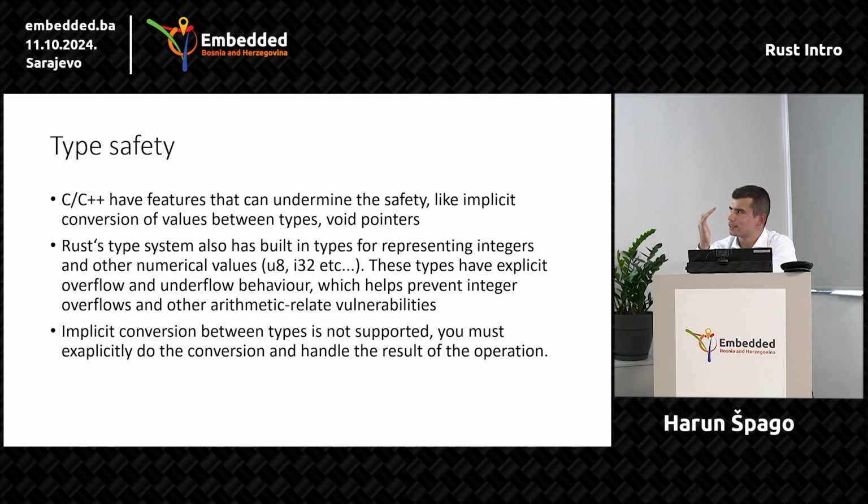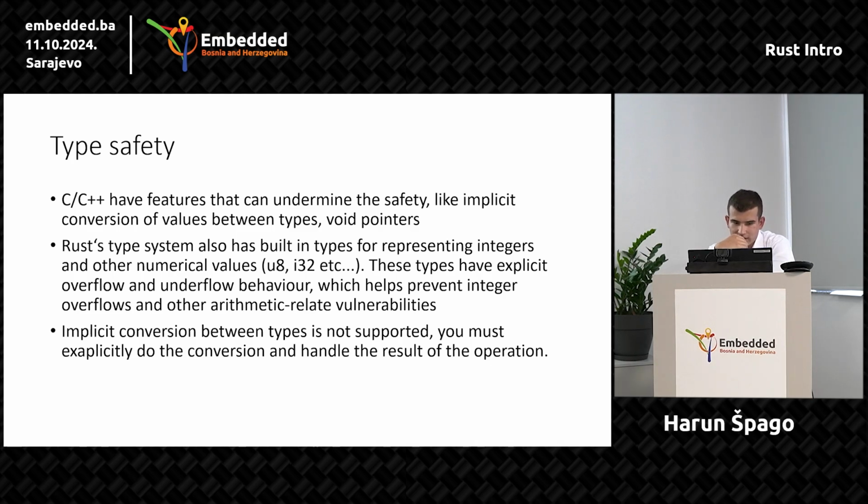So, type safety. There are lots of documents that say that C and C++ are not type-safe programming languages. So why is this? Well, I have pointed out some. In C and C++ we have void pointers. We have a lot of implicit conversions happening behind the scenes. In Rust we have none of these things. If we have a function that has an argument that is an unsigned 8-bit integer, and we try to pass an unsigned 16, the code will not get compiled.